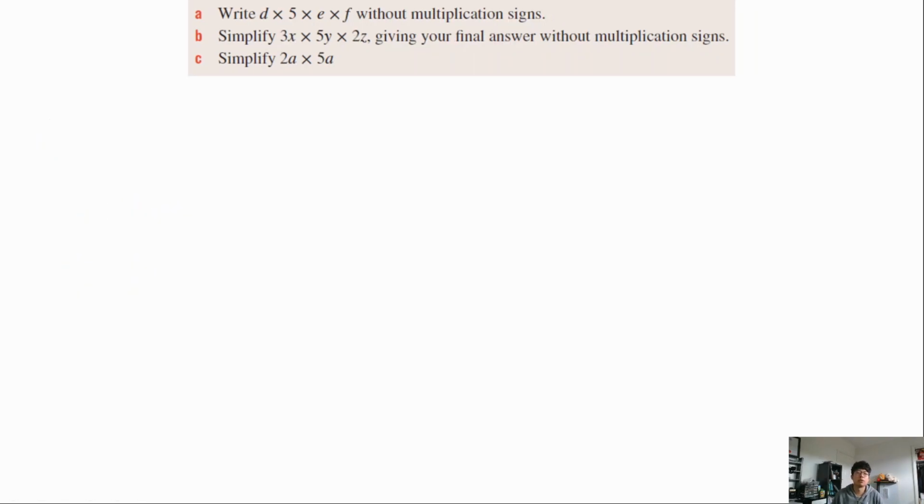Alright, now it's your turn. Pause the video here and have a go at these by yourself, and just unpause when you're ready to go through it with me. Alright, so this first question, write D times 5 times E times F without multiplication signs.